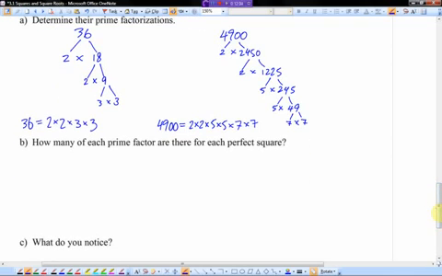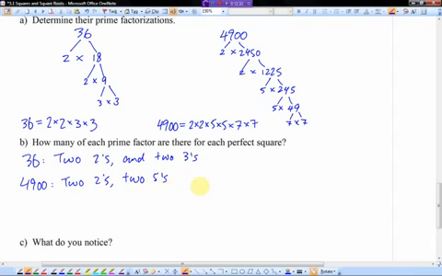How many of each prime factor are there for each perfect square? So for 36, there are 2 2's and 2 3's. In the case of 4,900, we have 2 2's, we have 2 5's, and we have 2 7's. Okay, so what do you notice?